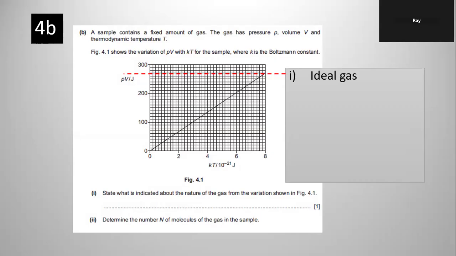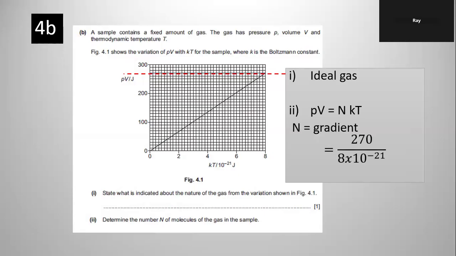How do you determine the value n? PV equals NkT. So you can just take a point, or take a gradient, either way. When you find a gradient, I usually prefer to take the last point, easier to read. Remember that must be there, don't be careless. PV is 270 joule, so that's your answer.